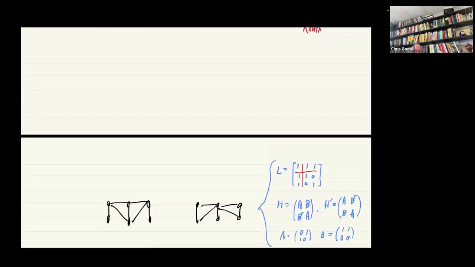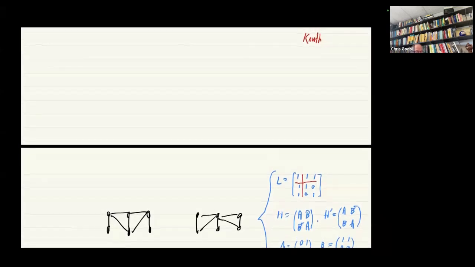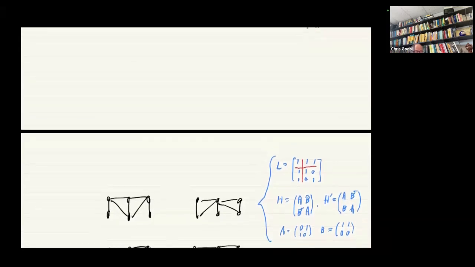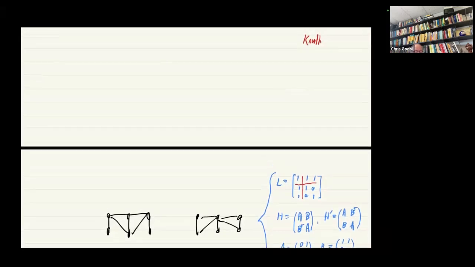So the first example, we've got the values for L, H, and H prime there, and A and B. If you apply that, the graphs you get are the two graphs shown here. Now, the interesting thing is this is the smallest pair of connected cospectral graphs. And it's on 6 vertices, so it could be found by hand if need be. So we can get the smallest pair of cospectral graphs from that construction.